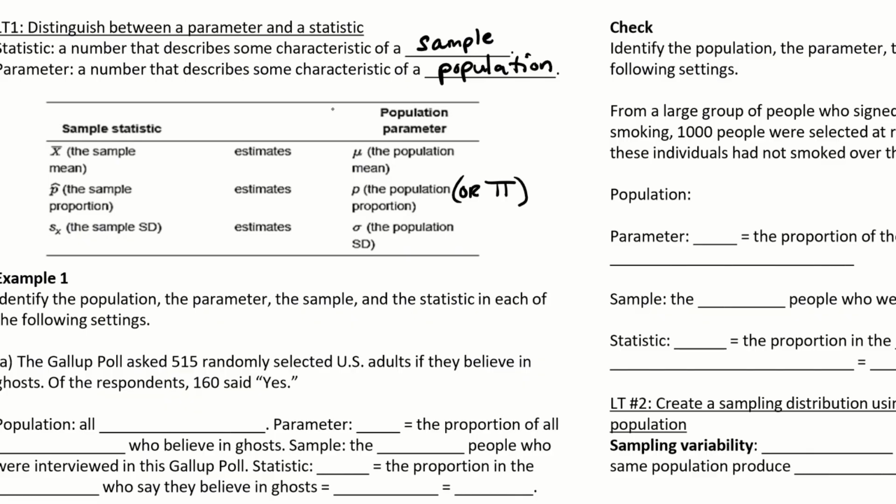If we want to estimate the population proportion p, then we'll use p hat. This is the sample proportion. And if we want to estimate lowercase sigma, the standard deviation for the population, then we estimate that with the sample standard deviation, s, or sx. It's important to understand that the population parameters are usually Greek, like mu, pi, and sigma, or in this case you can use the little p, whereas the sample statistics are not.